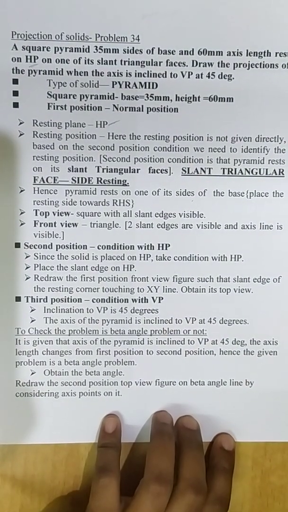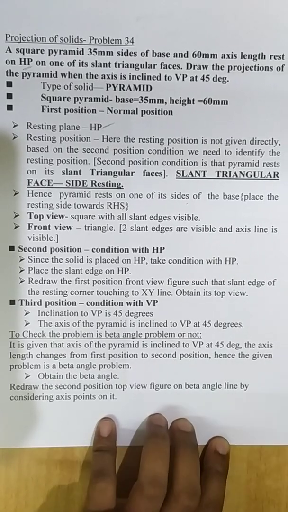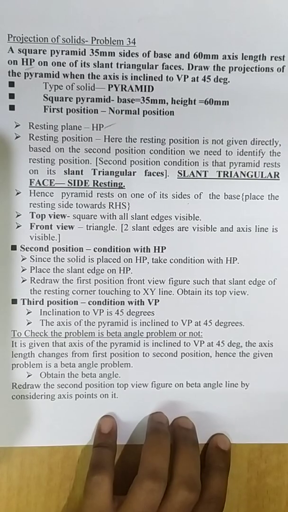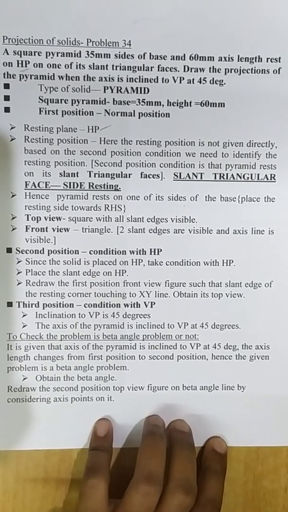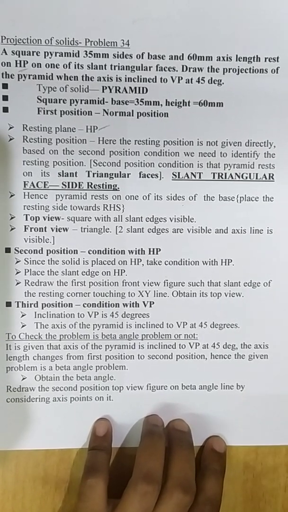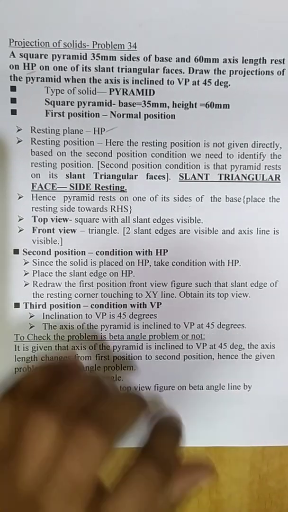Whether it is a side resting problem or corner resting problem, that we have to understand. A face, meaning all your slant triangular faces, is made up of three corners. If I need three corners, I need to take the pyramid on one of its sides, not the corner. So let me show that.